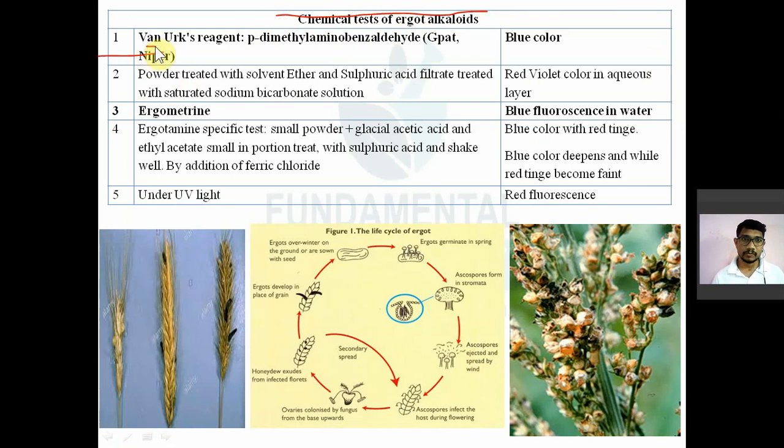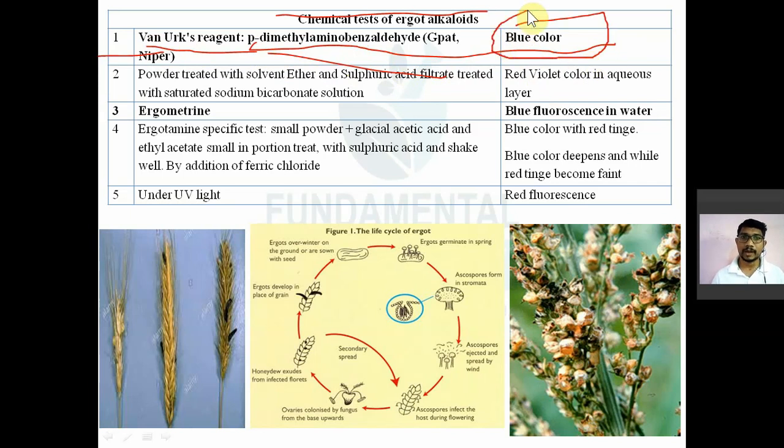It is known as Van Urk reagent. It consists of para dimethyl amino benzaldehyde. Remember this name, para dimethyl amino benzaldehyde. Okay, so ergot alkaloid will give you a positive test with this. Van Urk reagent, para dimethyl amino benzaldehyde, and ergot alkaloids will give you blue color with this reagent.